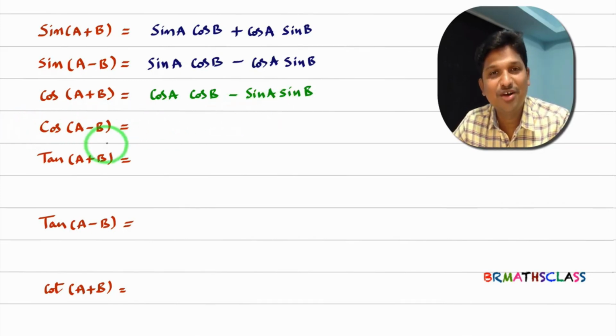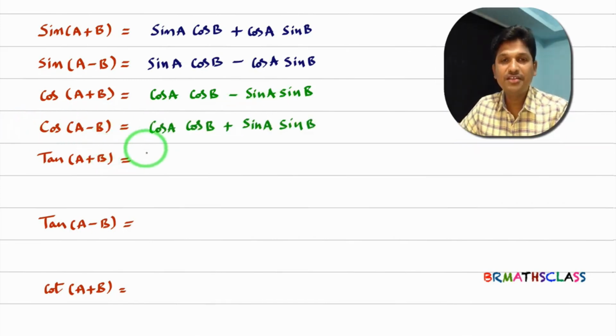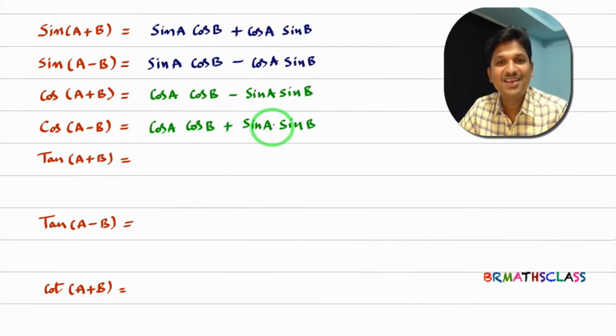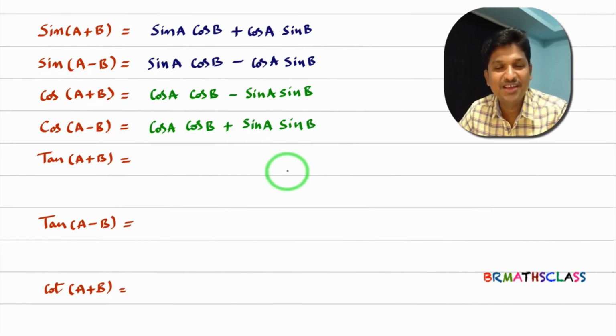So similarly the cos(A-B) formula. See, the cos(A-B) formula is cos A cos B plus sin A sin B. So the formula of cos(A-B) is cos A cos B plus sin A sin B. So you learned 4 formulas. That's good. Now we will learn tan(A+B) and tan(A-B).